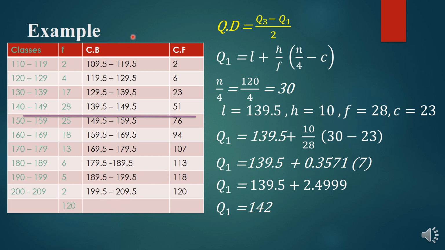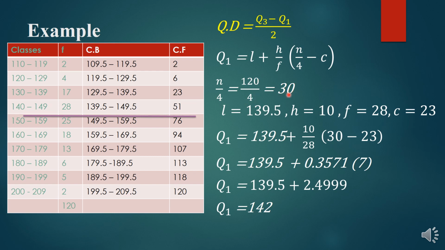So I calculated the class boundaries first and then I calculated the cumulative frequency column. After that I put here the formula of Q1. Whatever the formula is, we need to calculate first this term, either n by 4, 3n by 4, whatsoever. So I put n by 4 here, and n is the summation f. So I put 120 divided by 4, which is 30.